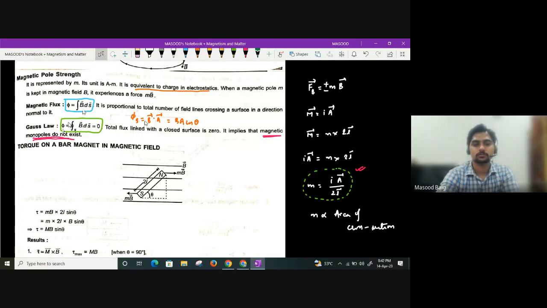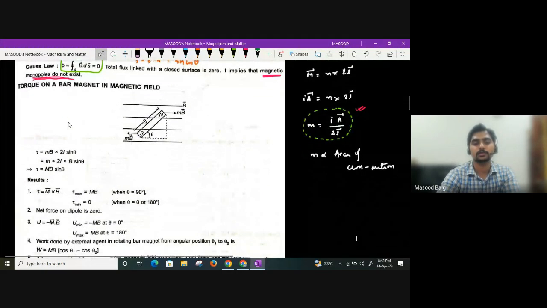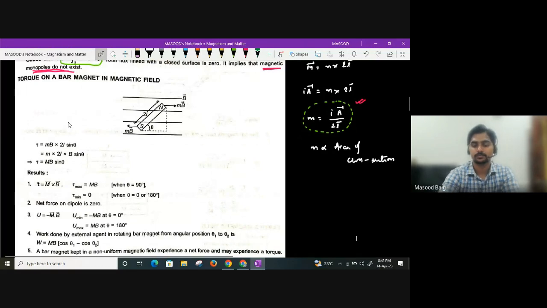Clear, all of you? And let us talk about torque on a bar magnet, or to be precise, it is simply the bar magnet placed in a uniform magnetic field. So, a few points we need to remember again.